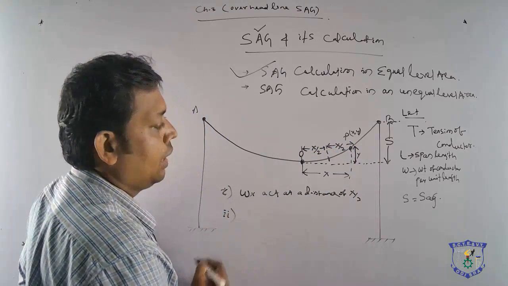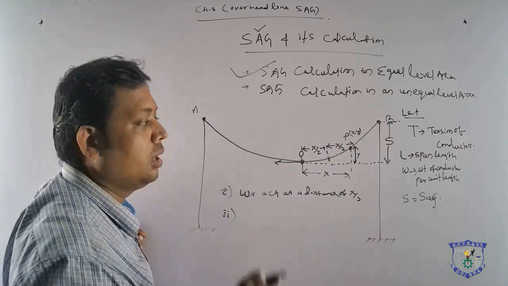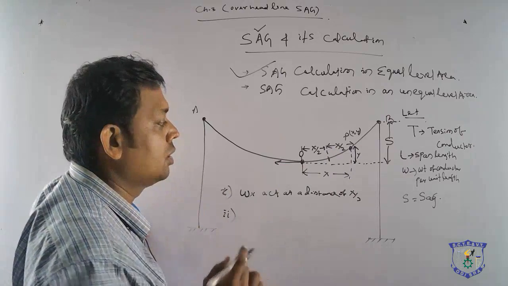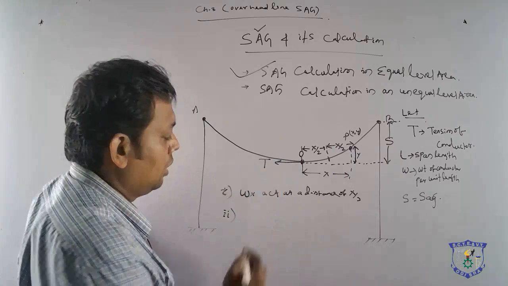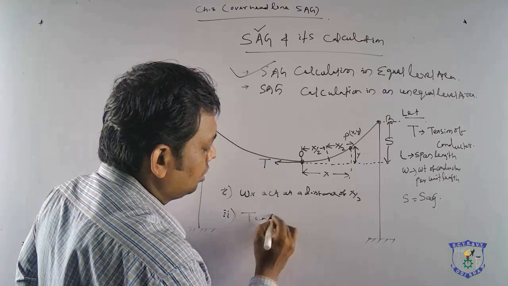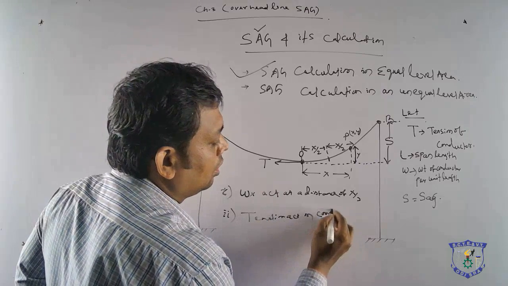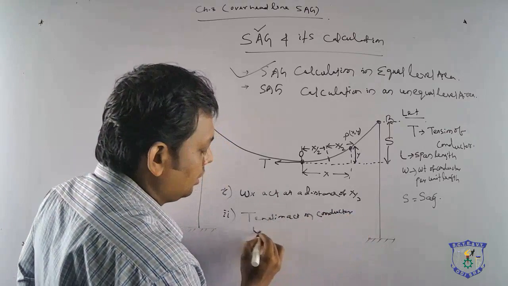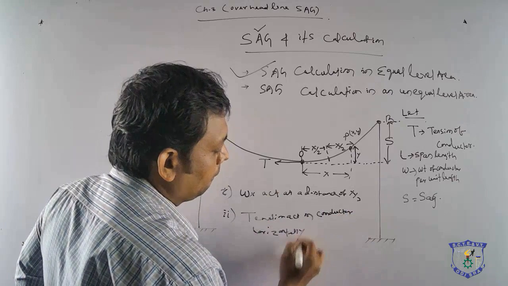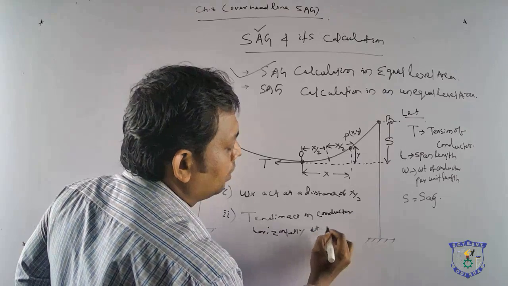And another force acts, since OP is a very small portion and can be approximated as a horizontal distance. That's why the tension acts in a horizontal manner, and this tension acts on the conductor horizontally.